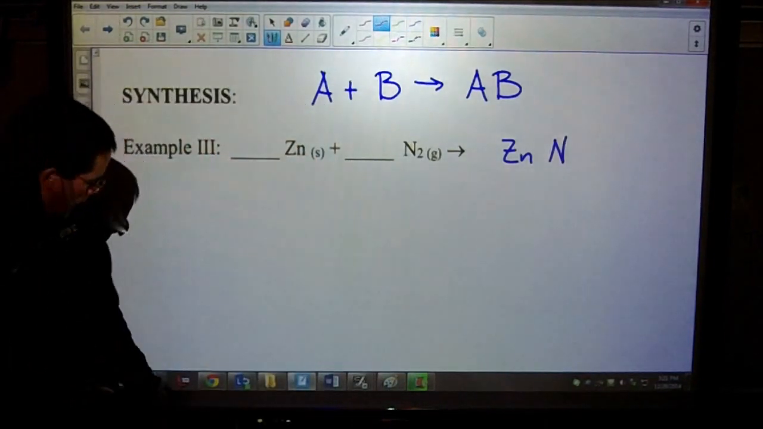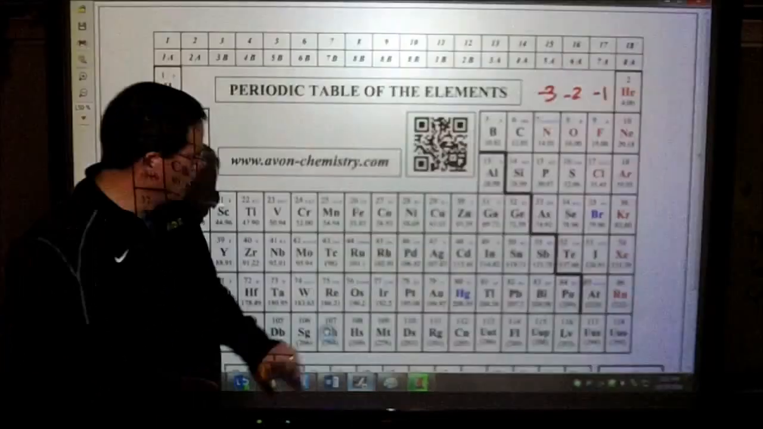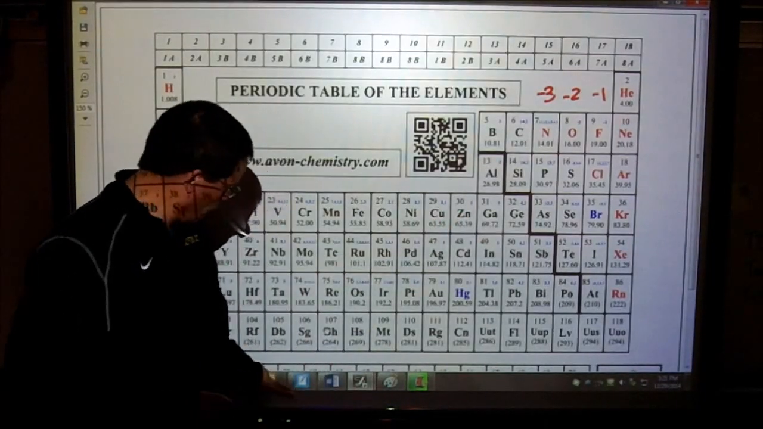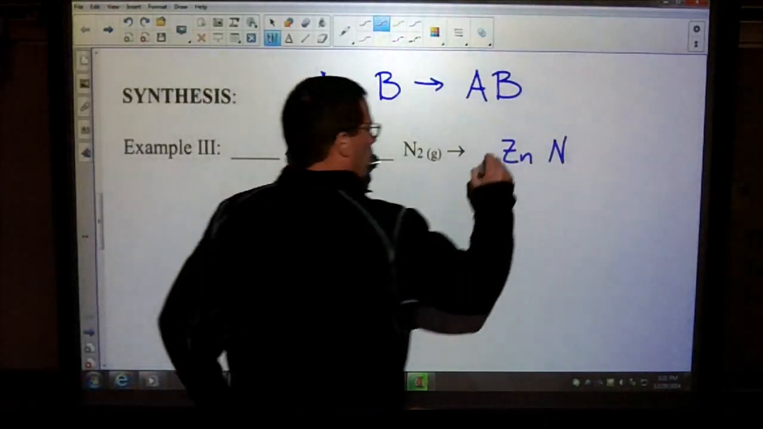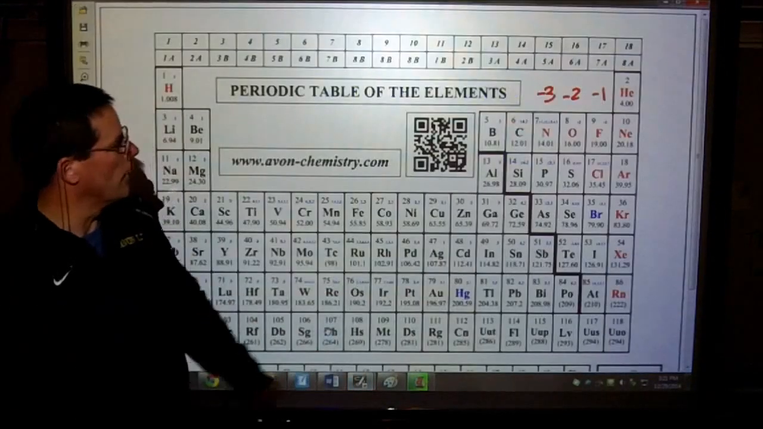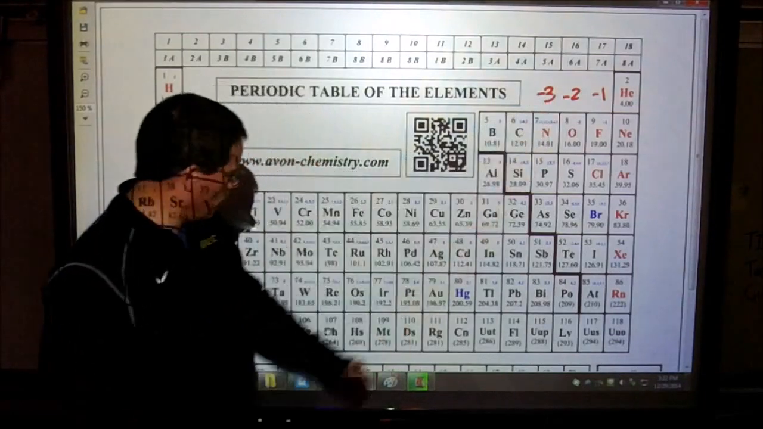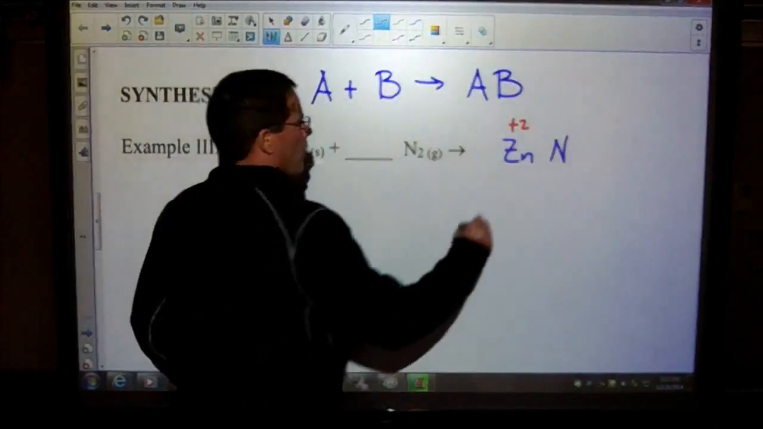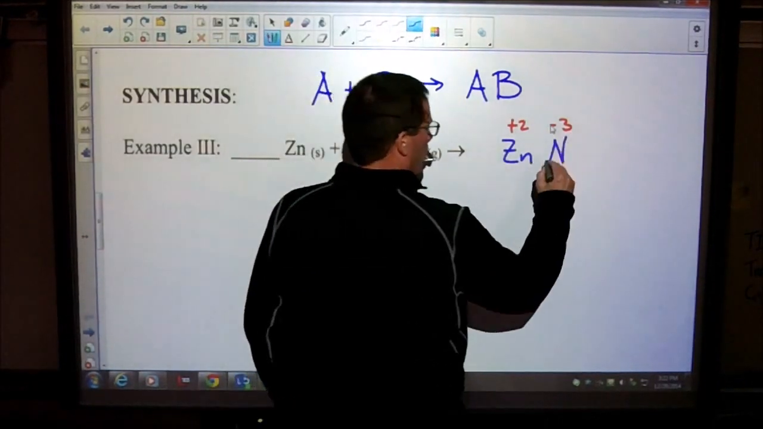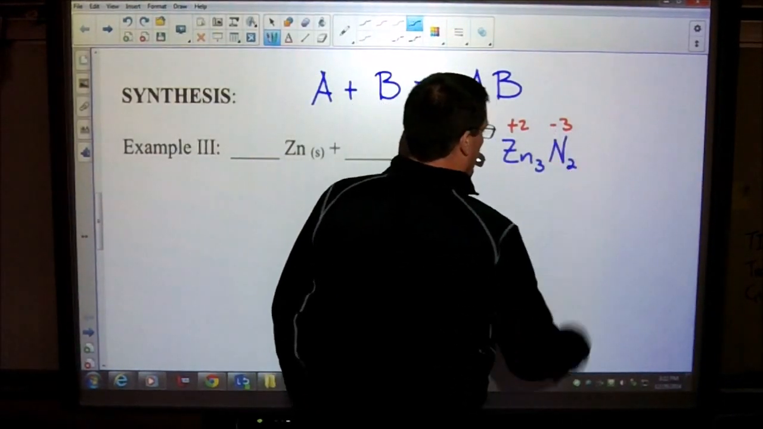Now, zinc, again, if you look at your periodic table, zinc is right here, and it has a +2 charge. So what that means is when we look at this, we want to make sure that the zinc has a +2 charge. The nitrogen has a -3 charge. That's the charge that we're going to work with on this. And so that does not balance out to equal 0. So we need 3 of those and 2 of those.